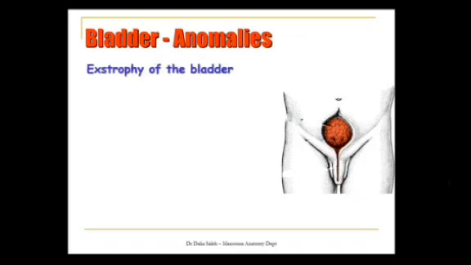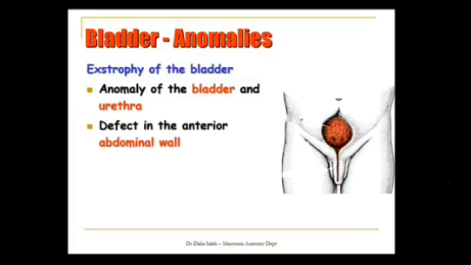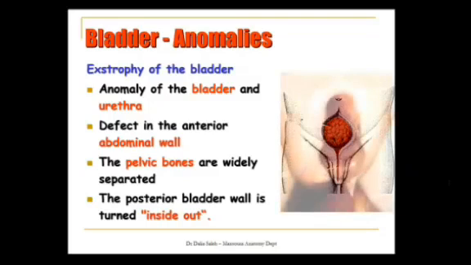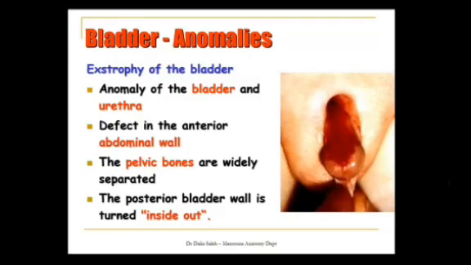Now, what about the anomalies of the urinary bladder? Either we have an anomaly called the extrophy of the bladder. In this anomaly, there is an anomaly of both the urinary bladder and the urethra. There is a deficiency in the formation of the anterior abdominal wall below the umbilicus, and the pelvic bones are widely separated from each other. The posterior wall of the urinary bladder is turned inside out because there is deficiency of the anterior abdominal wall and also deficiency in the formation of the bladder and the urethra.